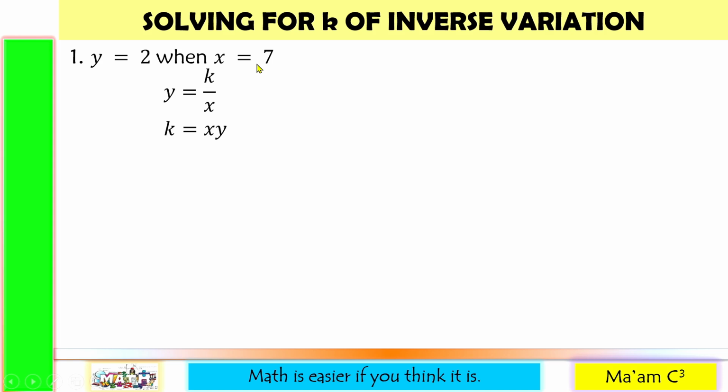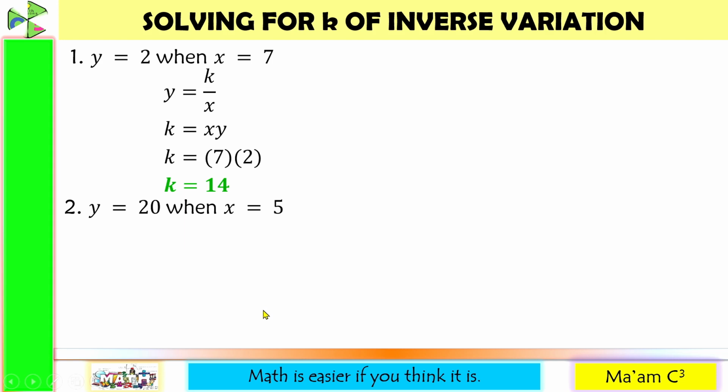Let us substitute the value of x, which is 7, and the value of y, which is 2. 7 times 2 is 14. This is the value of k. Another example. So again, the equation, let us do cross multiplication. Let us substitute the value of x and y in here. Let us multiply. So k is equal to 100.